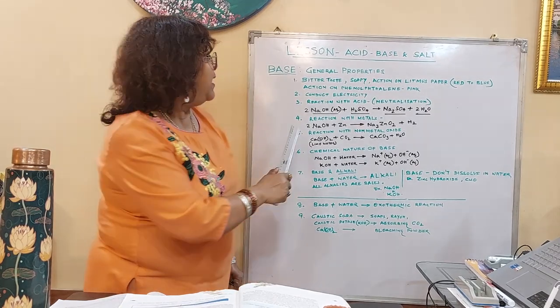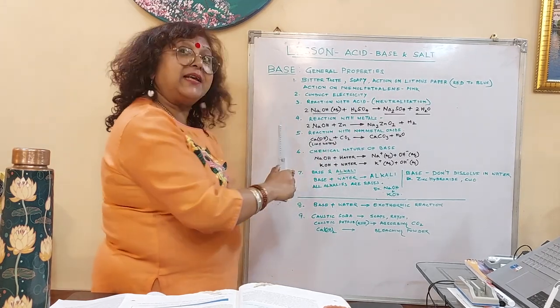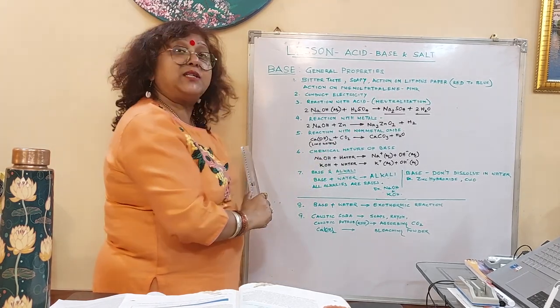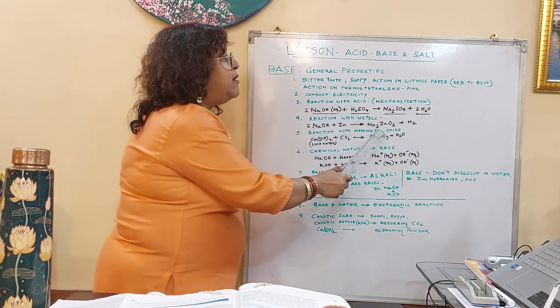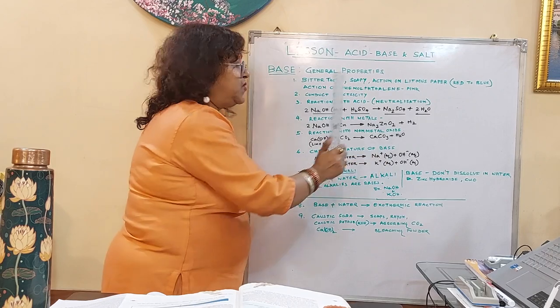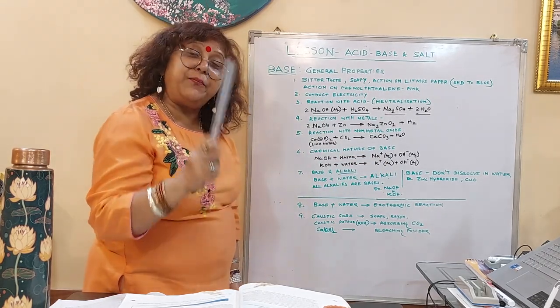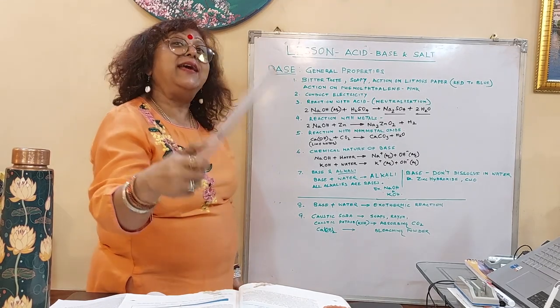You will see that. The next property of base: bases react with metals. Like acids react with metals, bases also react with metals. NaOH with zinc produces sodium zincate, Na2ZnO2, plus hydrogen. Sodium hydroxide can also react with aluminium to produce a salt, which you try and write.